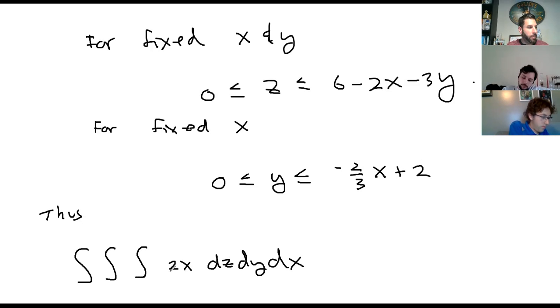So now we have our bounds. Where does z go? It goes from 0 to 6 minus 2x minus 3y. Yikes. Where does y go? y goes from 0 to negative 2/3 x plus 2. And then lastly, x goes from 0 to 3. Yikes.